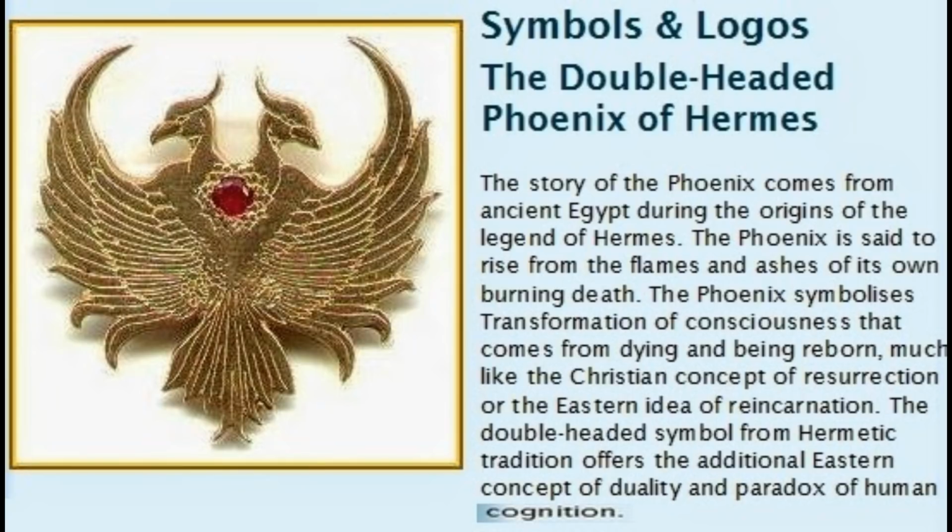For example, as it says here, symbols and logos, the double-headed phoenix of Hermes. Again, Hermes slash Thoth, right? The story of the phoenix comes from ancient Egypt during the origins of the legend of Hermes. The phoenix is said to rise from the flames and ashes of its own burning death. The phoenix symbolizes the transformation of consciousness that comes from dying and being reborn, much like the Christian concept of resurrection or the Eastern idea of reincarnation. You hear that? Where we start hearing about the idea of resurrection. The double-headed symbol for the Hermetic tradition offers the additional Eastern concept of duality and the paradox of human cognition.